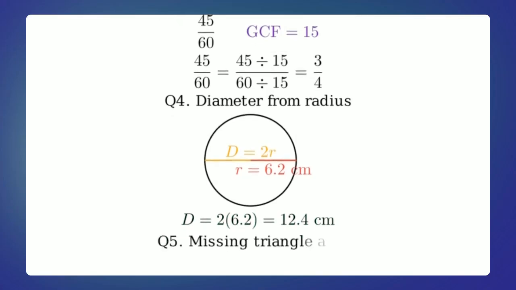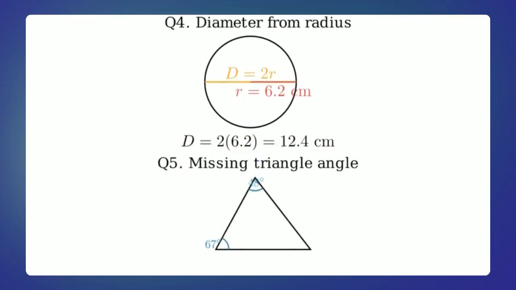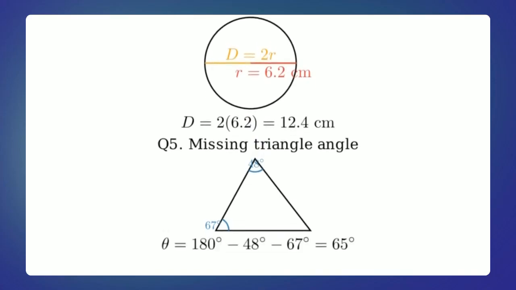Question 5. The other angles of a triangle are 48 degrees and 67 degrees. In any triangle, the angles add to 180 degrees. So the missing angle equals 180 minus 48 minus 67, which is 65 degrees.